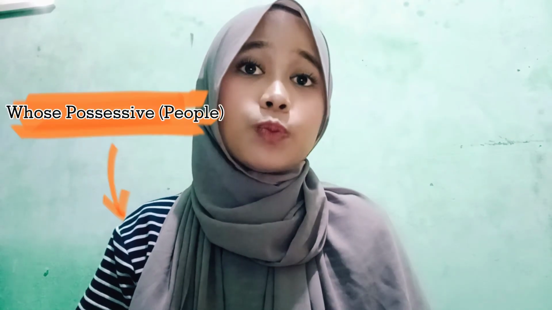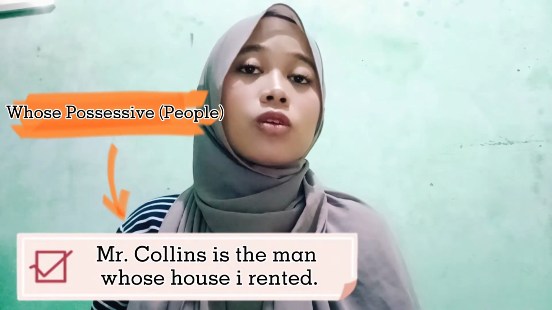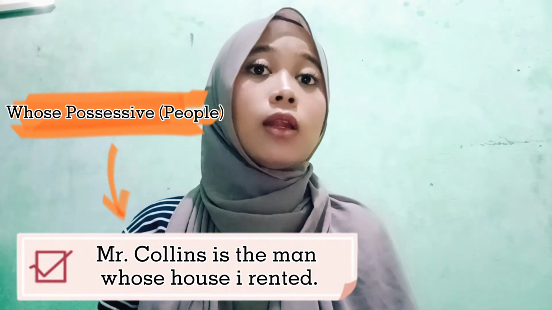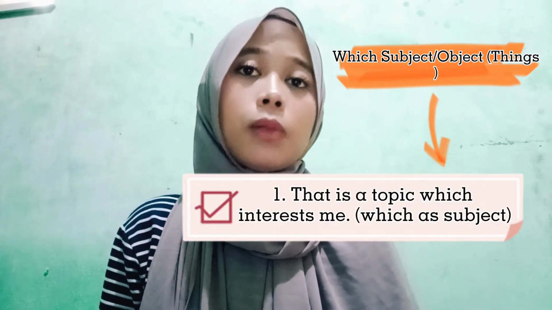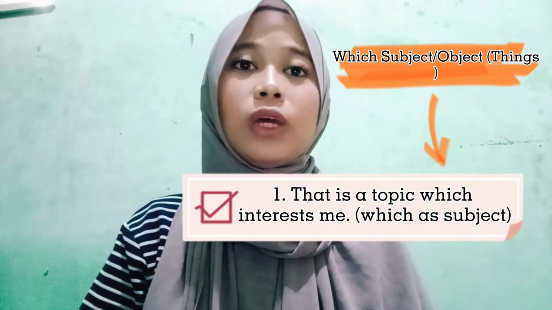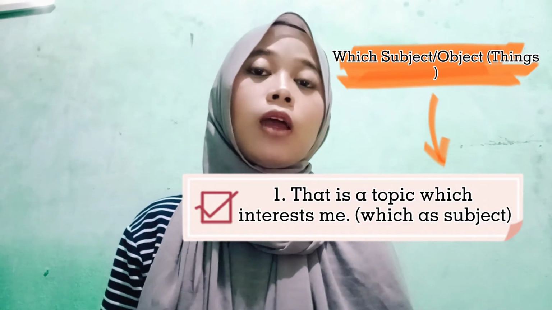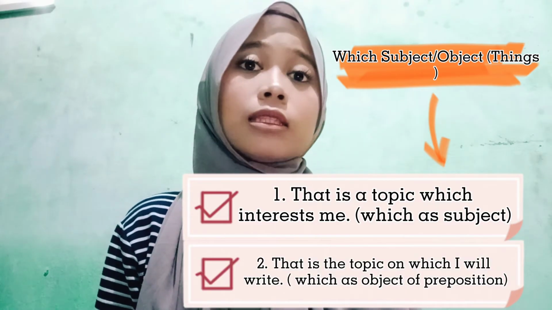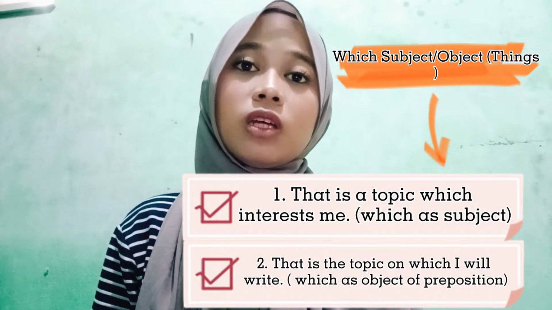Number 3, whose: possessive, for people. Mr. Collins is the man whose house I rent. Number 4, which: subject or object, for things. Example, that is a topic which interests me, which as subject. Example, that is the topic on which I will write, which as object of a preposition.